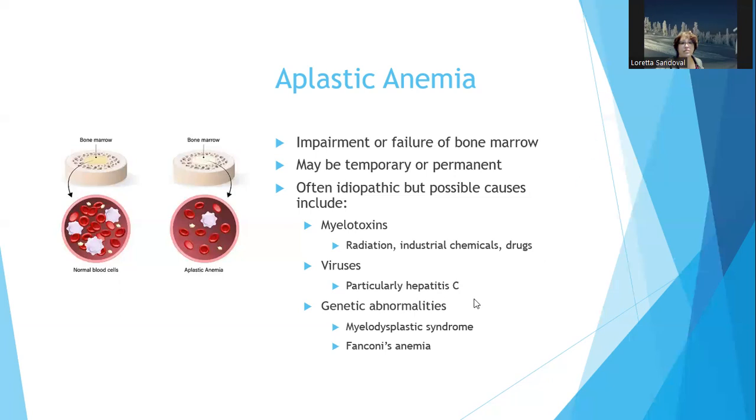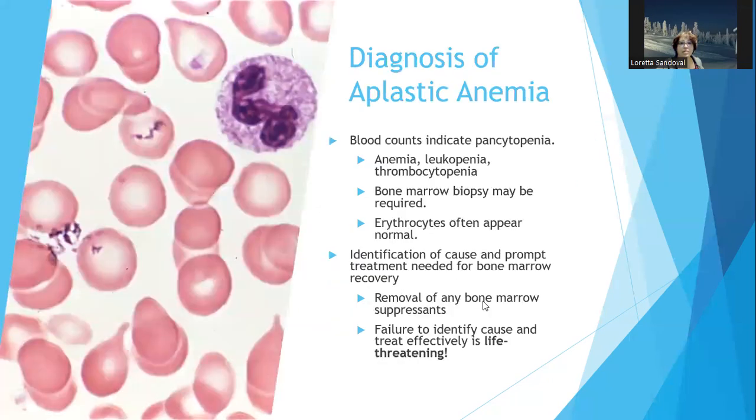So serious stuff here. In order to diagnose it, they do blood counts. When the blood counts indicate pancytopenia, so you have anemia, leukopenia, and thrombocytopenia. So it's not just anemia, you got the other ones too, just to make it interesting. They might have to do a bone marrow biopsy to see what's going on in the bone marrow.